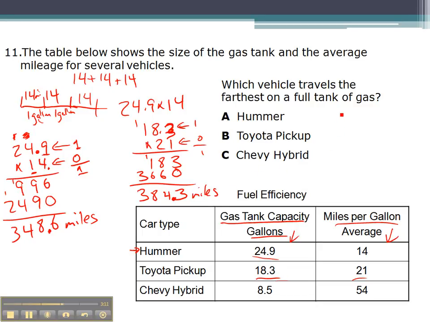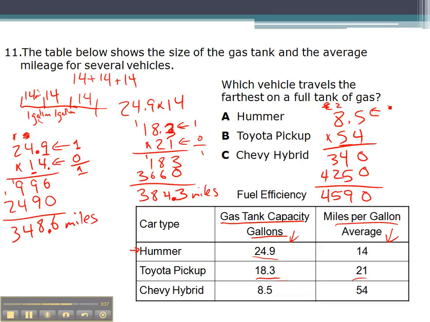Let's do the hybrid over here. 8.5 times 54. 5 times 4 is 20, carry the 2. 8 times 4 is 32, plus 2 is 34. Now I'm in the tens place, start with a 0. 5 times 5 is 25, carry the 2. I should have crossed that out, but it's still a 2. 8 times 5 is 40, plus 2 is 42. Adding 0, 9, 5, and 4.